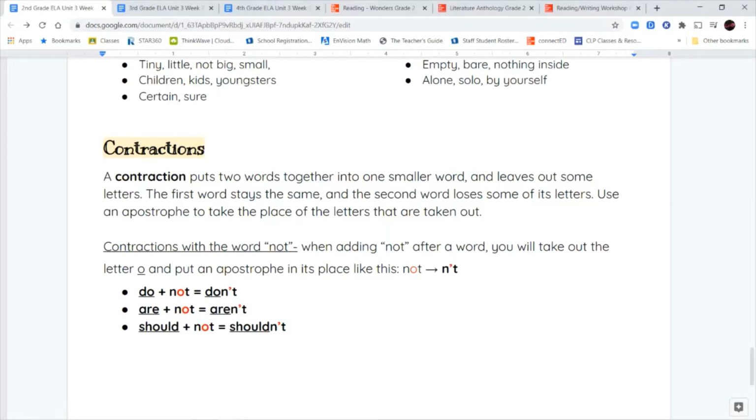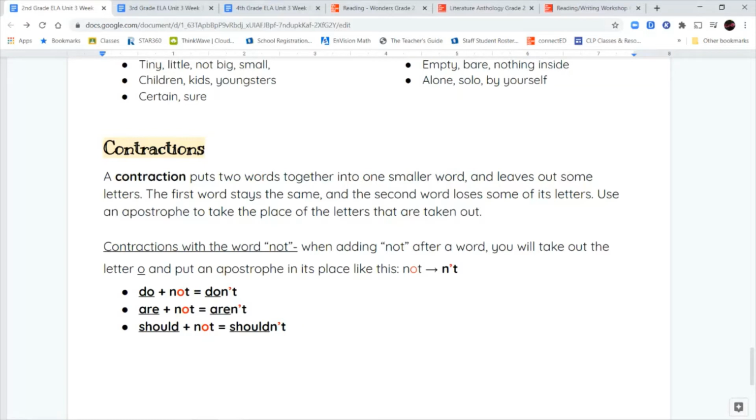Now, when we're making a contraction, remember, contraction comes from the word contract. And when something contracts, it gets kind of squished together, right? It tightens up. So when we have contractions with words, we're taking those words and we're squishing them together and we're tightening them up and we're bumping out some of the letters.